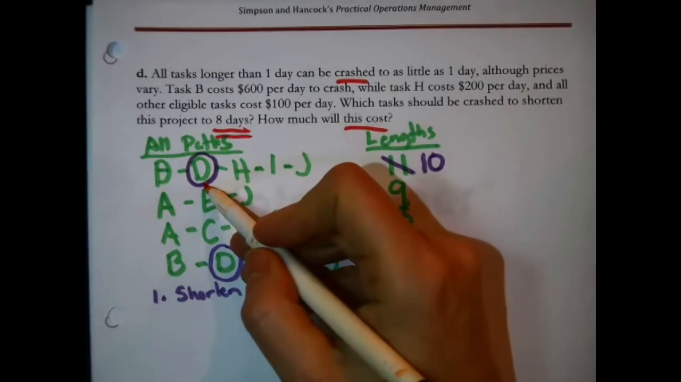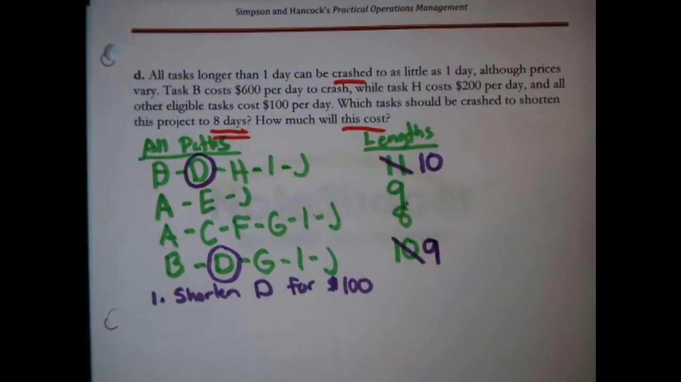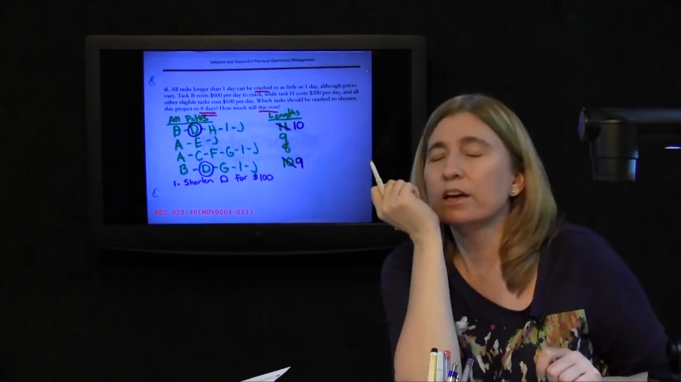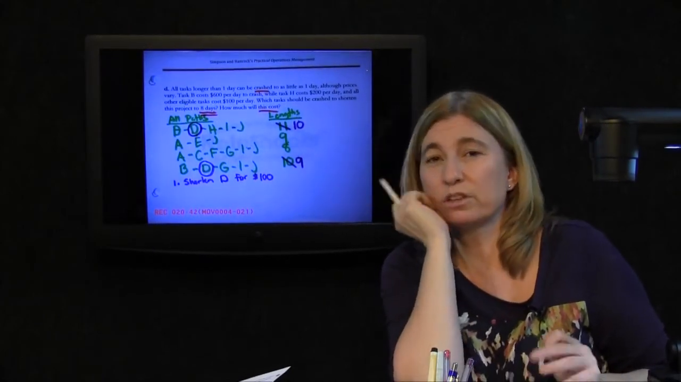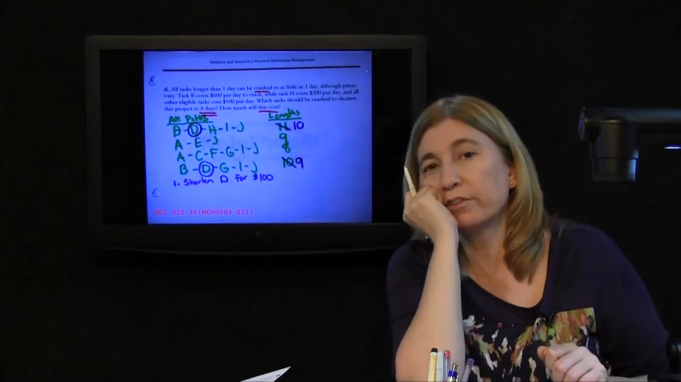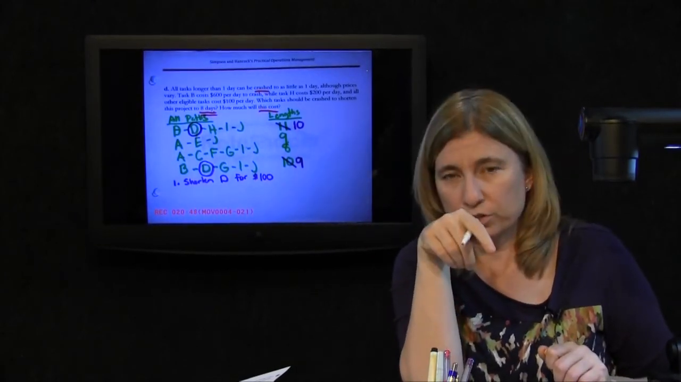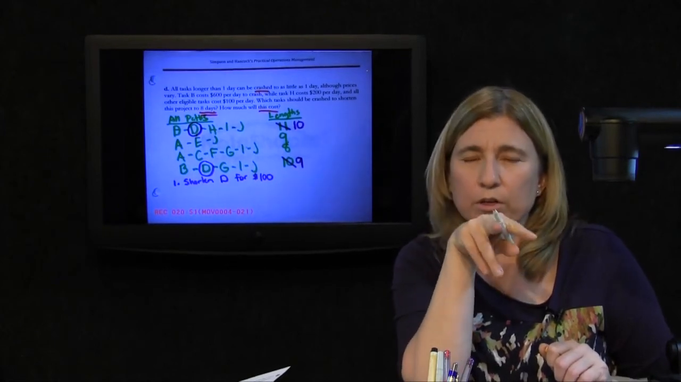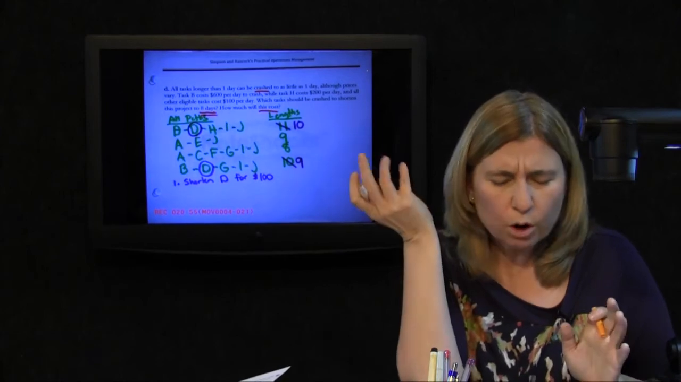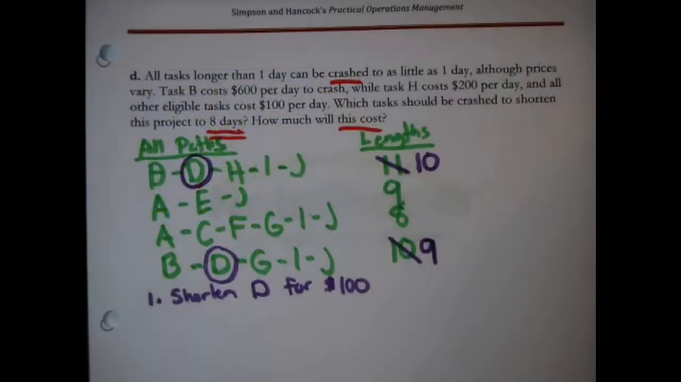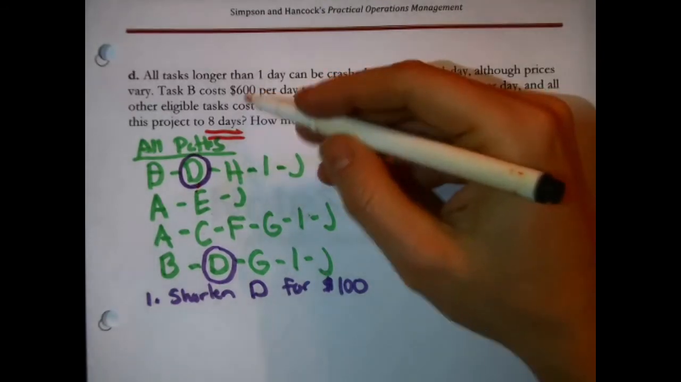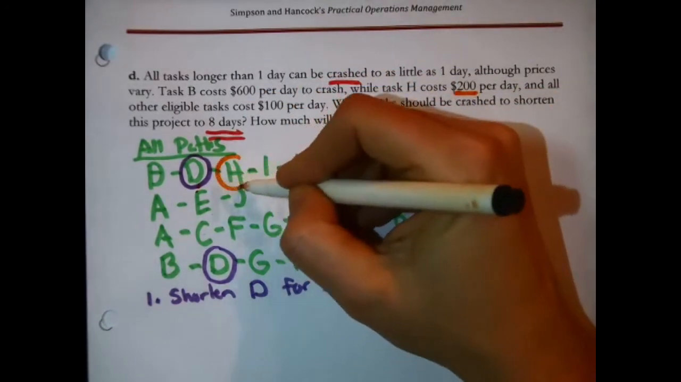That's why we can't shorten it again. And that's an important feature of this problem, because it said that they could be as little as 1 day, but no shorter than that. So basically, as far as crashing as an option, this activity called D is exhausted. Which means we're only left with B and with H. We didn't like either of them last time because they were more expensive than D, but now we can't use D again. So which one's the lesser of two evils? H is less expensive than B, so that'll be our next decision, is let's shorten H.